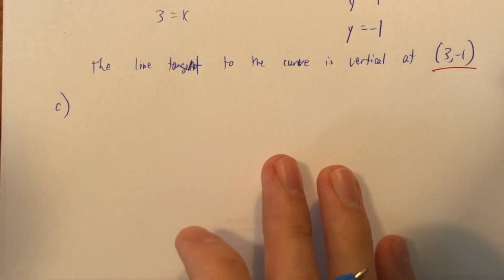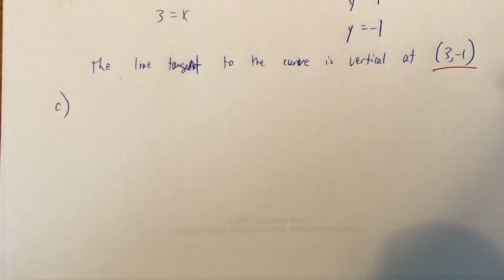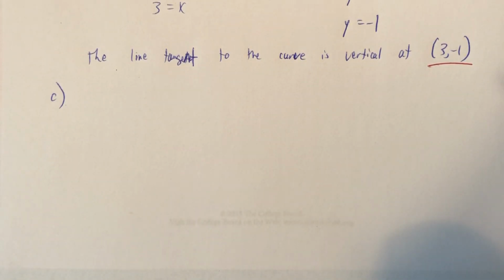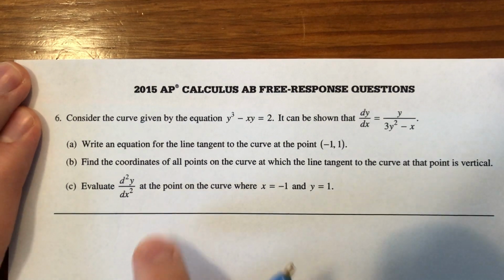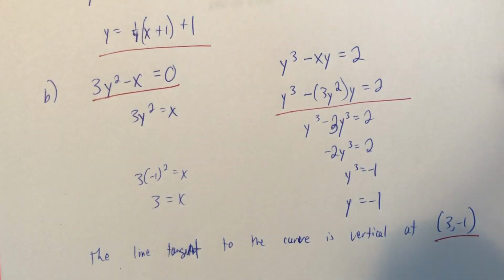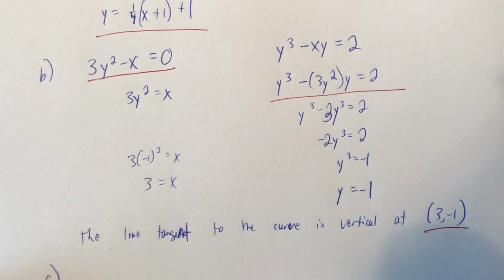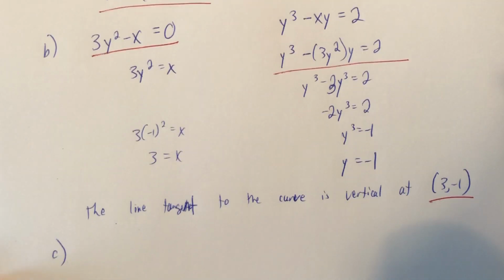All right, part C. This one's going to be worth 4 points. Every free response is worth 9 points. We've had 2 here, we've had 3 here, so this one had better be worth 4. And part C says, evaluate the second derivative at the point of the curve where x equals -1, y equals 1. So the same coordinate, but now we need a second derivative, and this is going to get tricky. Not that we don't know how to do it, it's just that there's a lot of room for error. So we have to be very careful.